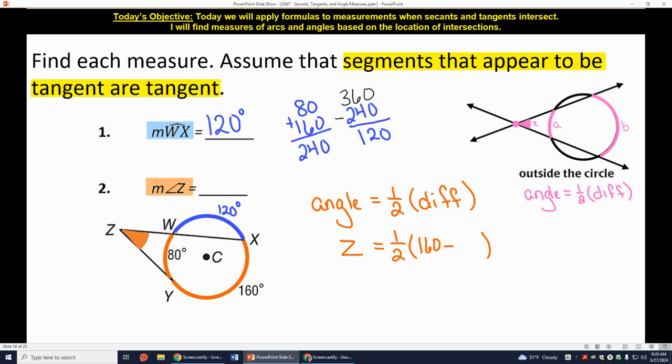So 160 minus 80. You can put this whole thing in your calculator at one time with appropriate parentheses usage, or you can solve it one step at a time. To do that, 160 minus 80 will be replaced with 80, and half of 80 is 40. So the measure of angle Z is 40 degrees.